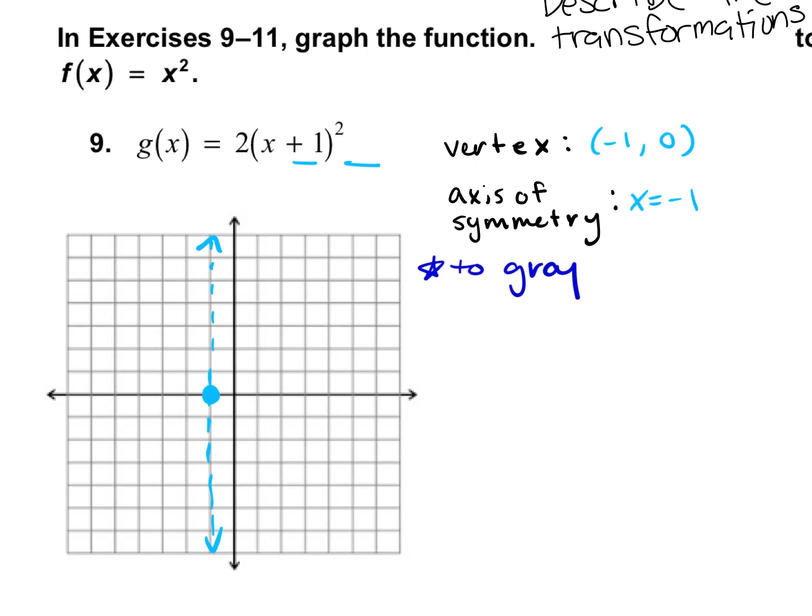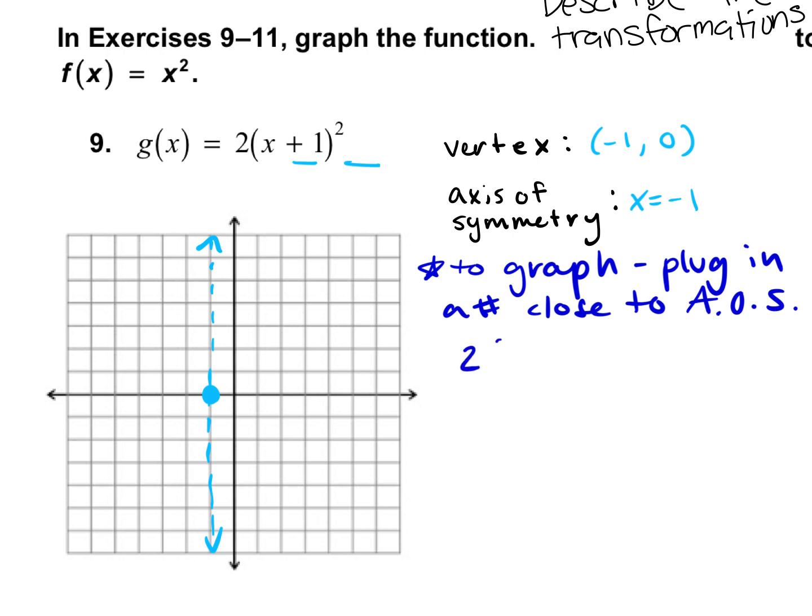So to graph, we want to plug in a number. Awesome. Plug in a number close to the axis of symmetry. What's a number close to -1? -2. What's another number close to -1? 0 would also work. Yeah, either one of those would work. Let's plug in -2, since that's what you guys said first. So -2 plus 1 squared. So we plugged in -2 for our point.